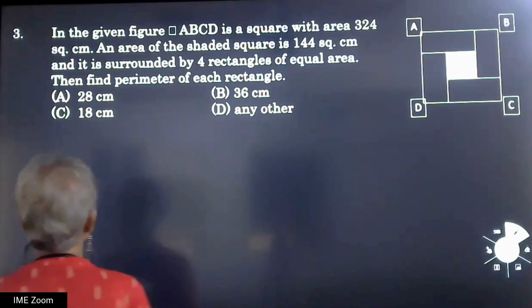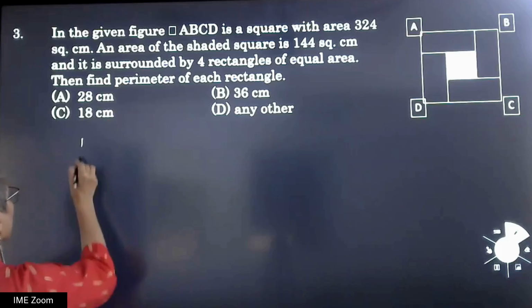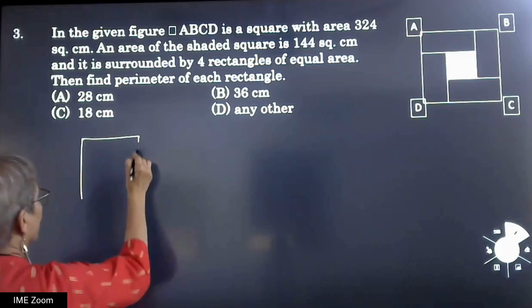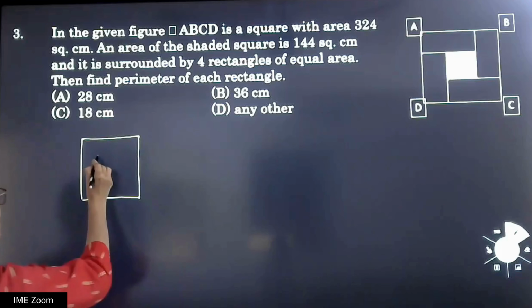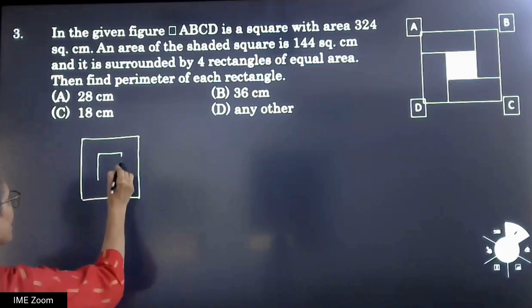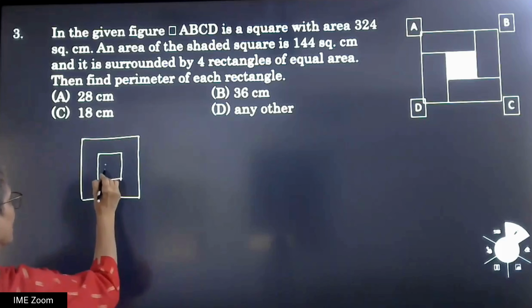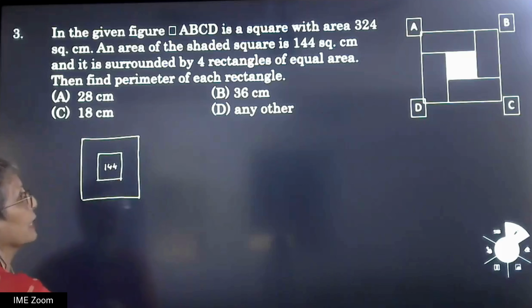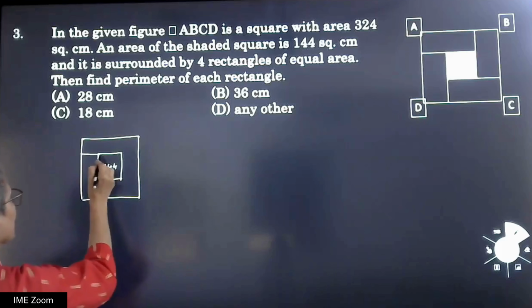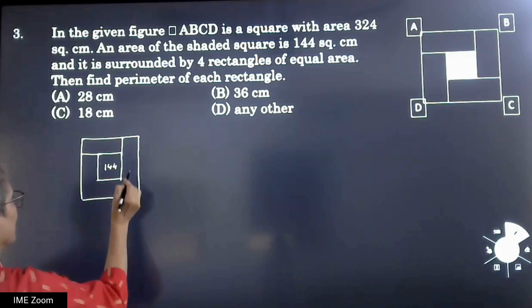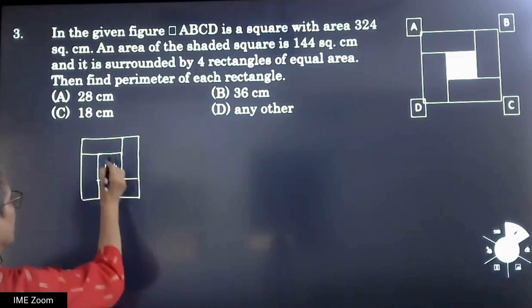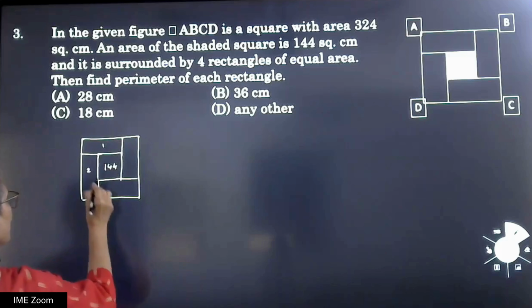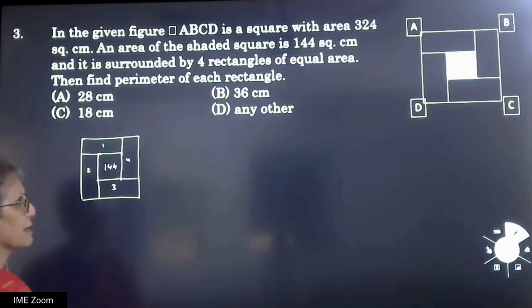Okay, let us draw this figure here. Inside there is a square. This area is 144. Okay, now how is it given? This is one rectangle. Then this is another rectangle. This is another. 1, 2, 3, 4. These are the rectangles, right?